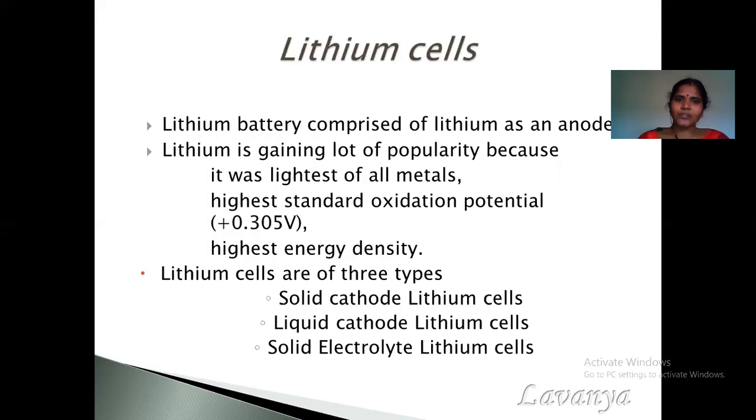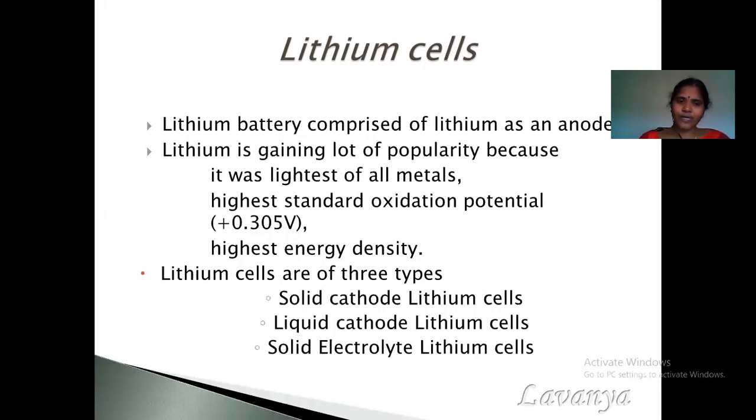And let's discuss the various types of lithium cells. Lithium batteries comprise lithium as an anode, and lithium is used for various applications because it is the lightest of all metals, and its oxidation potential is very high, that is plus 3.05 volts, and it has high energy density.